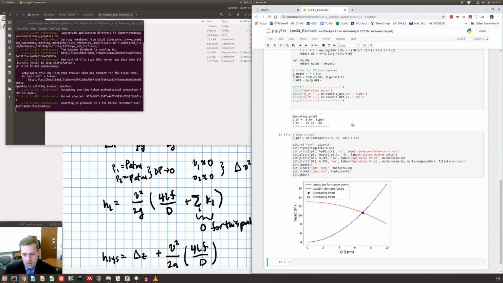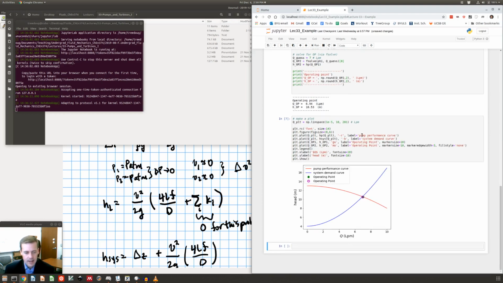This guy runs, and that's an example of using a system demand curve and a pump performance curve to find the operating point.